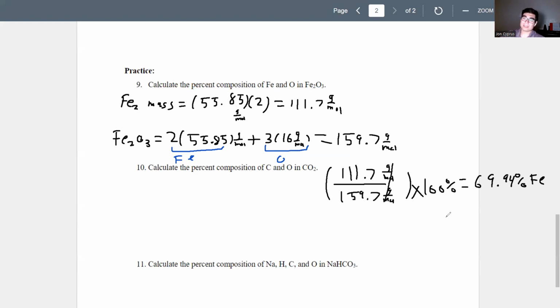And then oxygen, we can do the same thing, except I'm going to make it easier, right? There's only iron and oxygen. So you can just do 100 minus 69.94. Right? These are both in percents, right? Percents are out of 100. So you do 100 minus that and you end up getting 30.06% oxygen. And that's it.